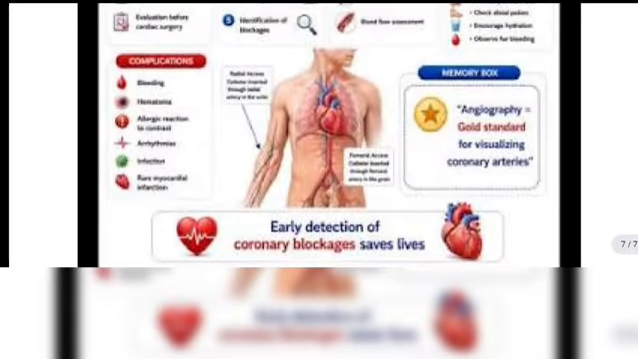Coronary angiography is the gold standard for visualizing the coronary arteries, and early detection of any coronary blockages can save the patient's life. So we have to check the patient's condition, and it has to be rectified as early as possible, so that we can save the patient's life.